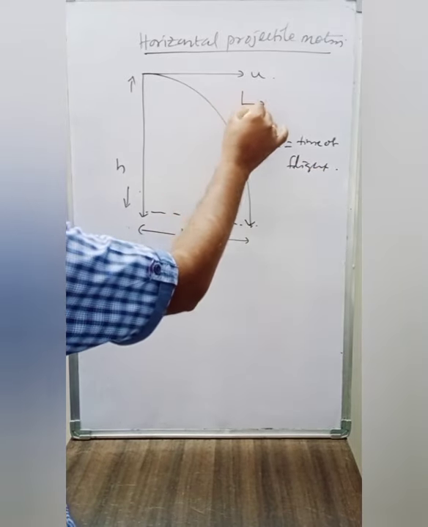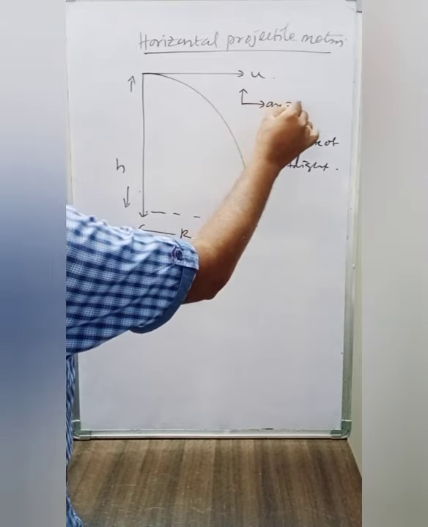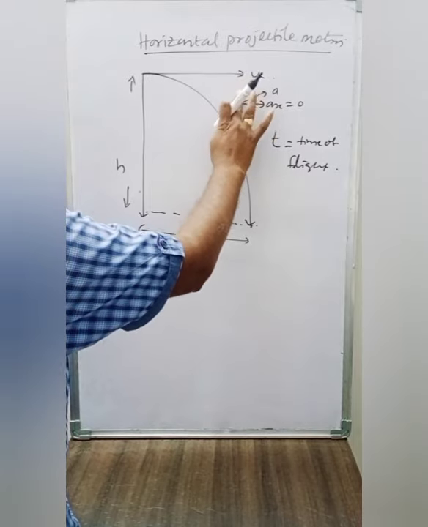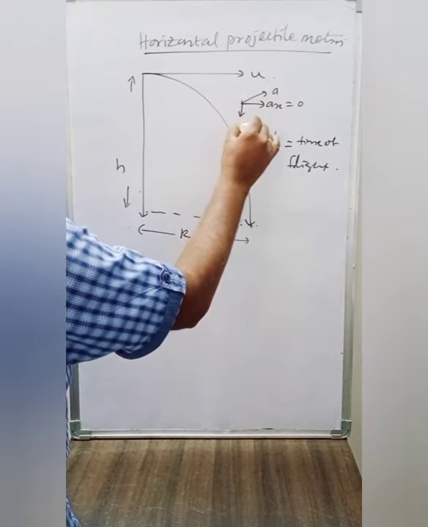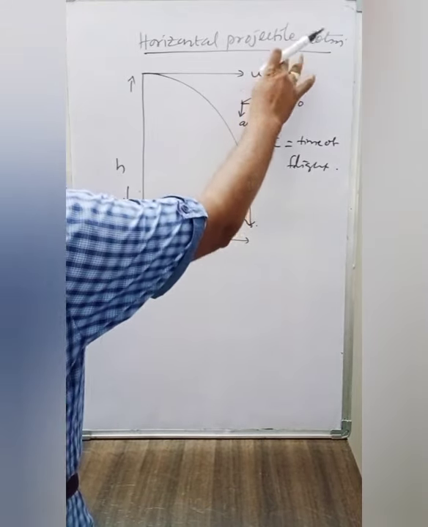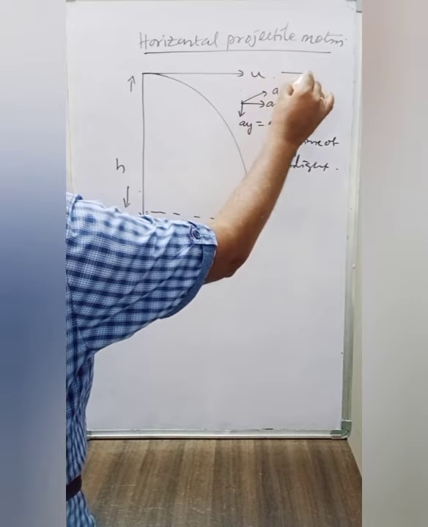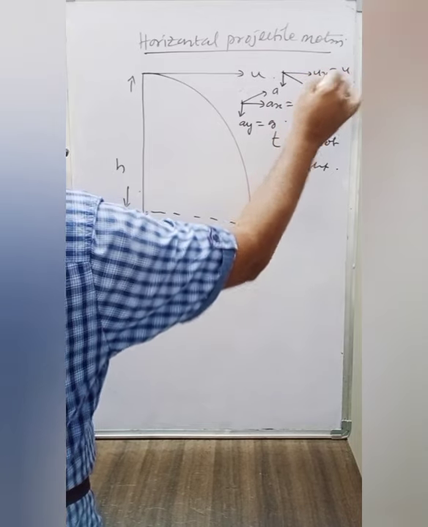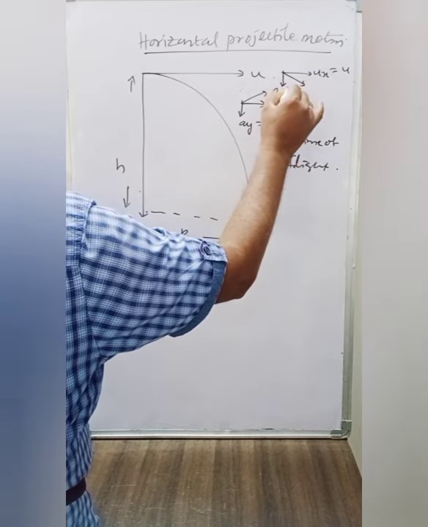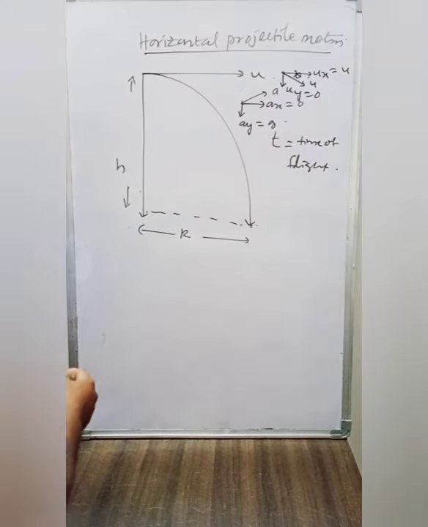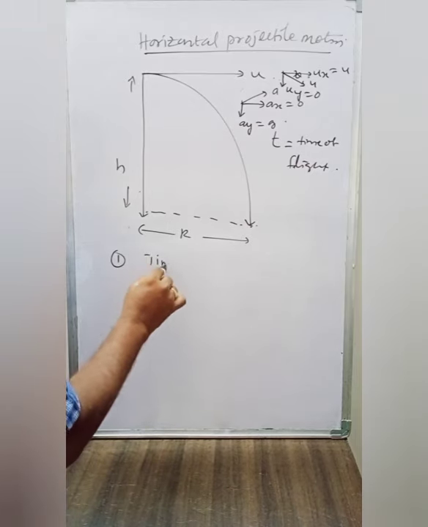Here, acceleration a is resolved into two components: ax is horizontally 0, and ay is equal to g. The initial velocity we also resolve into two components: ux is equal to u, and uy is equal to 0. Now I am calculating the time of flight.